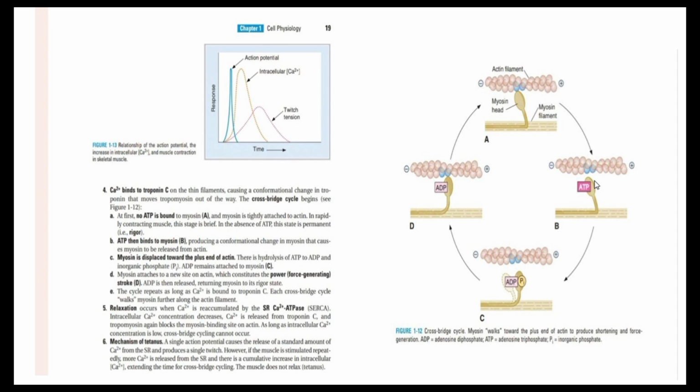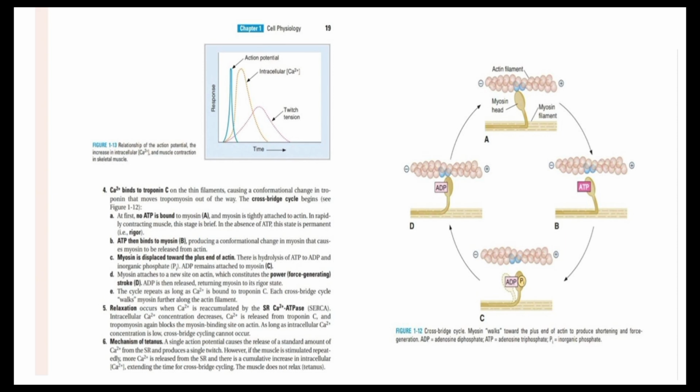This produces a conformational change in the myosin that causes the myosin head to be released from the actin. In this diagram, the myosin is moving towards the plus end of the actin. Now there is hydrolysis of ATP into adenosine diphosphate, and the high energy phosphate compound is released. The ADP molecule is still attached to the myosin head, and the energy released from the hydrolysis of ATP allows the myosin to attach to a new site on the actin molecule.